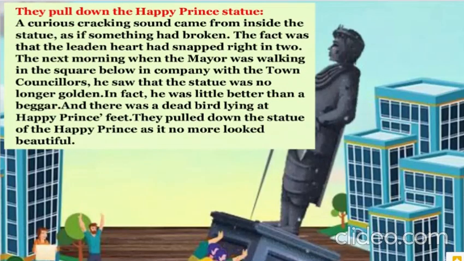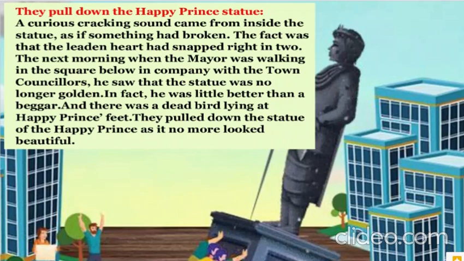What happened next is, as soon as the bird died, suddenly there was a crack inside the statue, as if something had broken. Remember, there was a lead heart in his statue, and that had snapped into two pieces. Why? Because the Happy Prince was super sad at the bird dying.